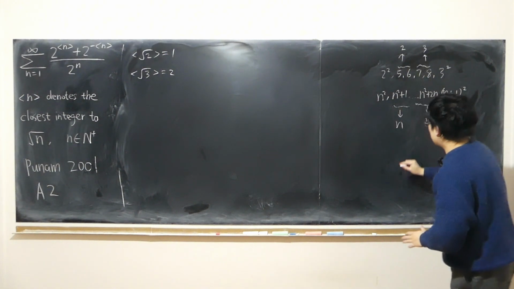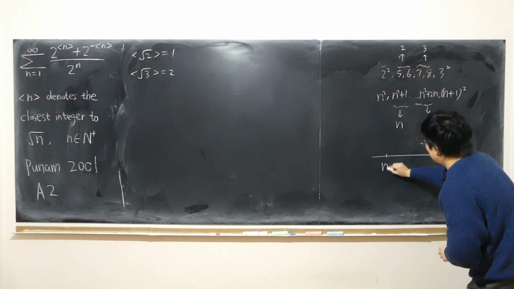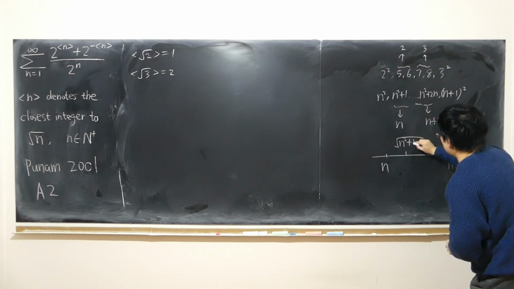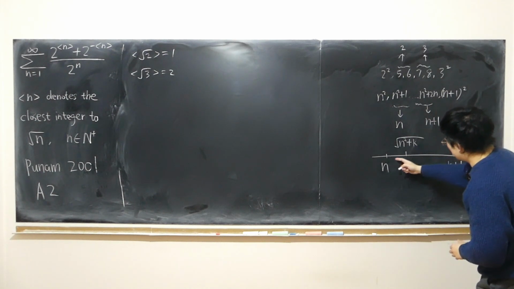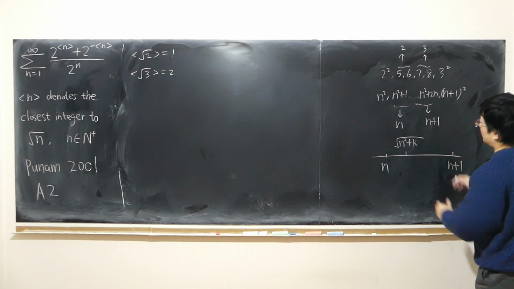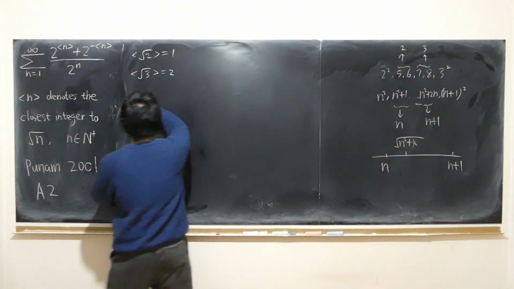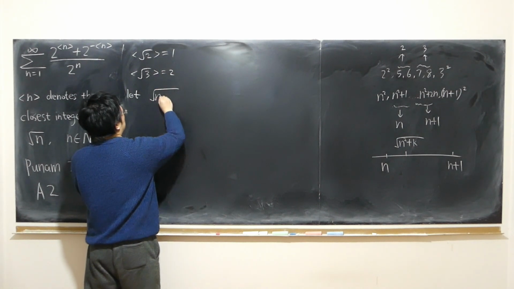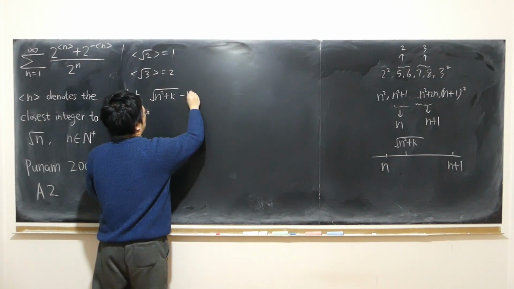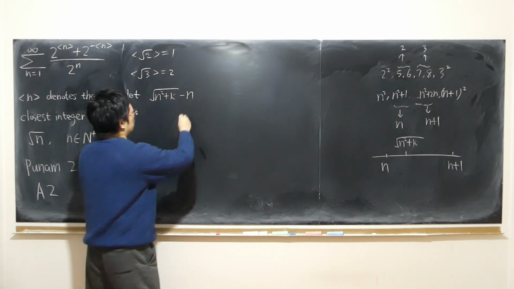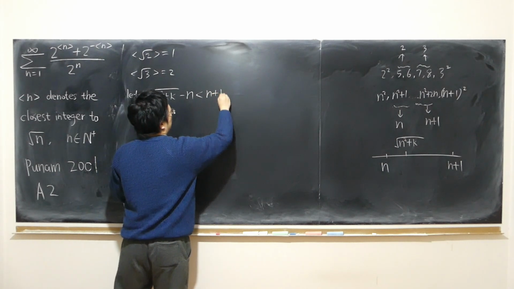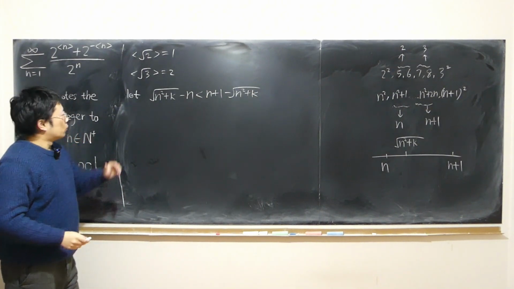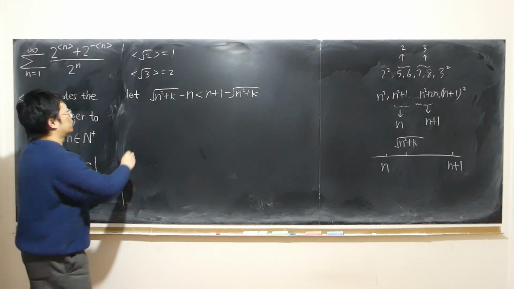So generally speaking, we want to prove it. When is the square root of n squared plus k closer to n, and when is it closer to n plus 1? If we let the distance between the square root of n squared plus k and n be smaller than the distance between n plus 1 and the square root of n squared plus k, what kind of k makes this inequality true?